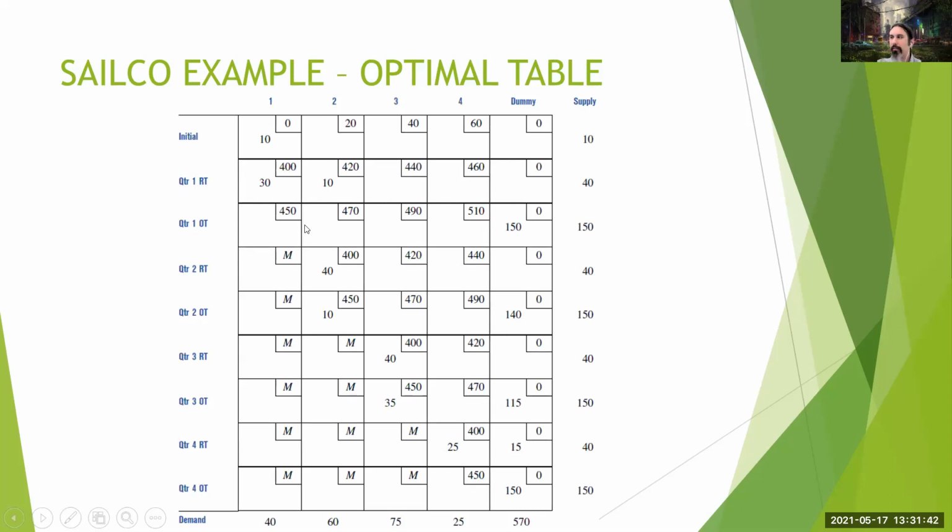in the regular time, 450 in the overtime for the first period. But if we produce in the first period and send it to the second one, we add 20, the inventory cost. Instead of 400, we get 420. Instead of 450, we get 470. If we again use regular time in the first quarter and send it to the third quarter, we hold this 2 times, so double the inventory cost, 400 plus 40. And for the fourth period, triple the inventory cost, 400 plus 60, 460.